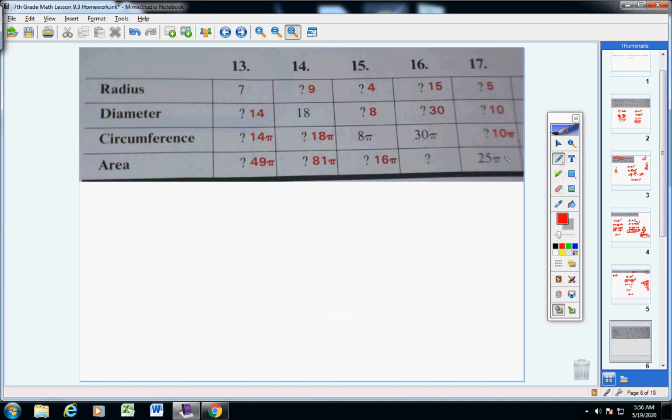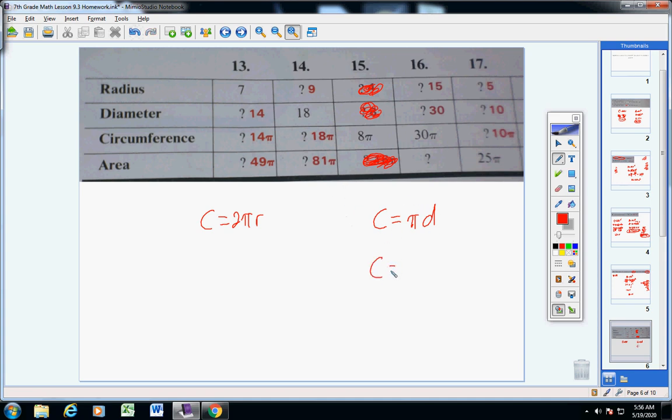Now on number 15, they give us the circumference. Okay? So students, I don't care if you find the radius first or if you find the diameter first. I don't care. But you have to use a circumference formula. That hopefully makes sense because they give you circumference right here. That should make sense. Okay? So let's use this one here.